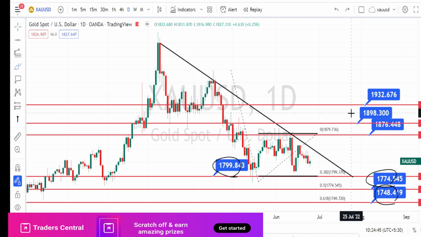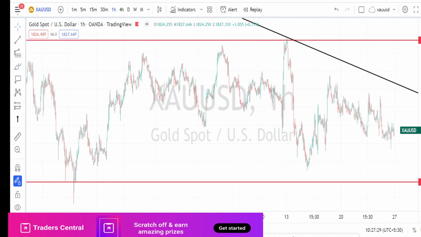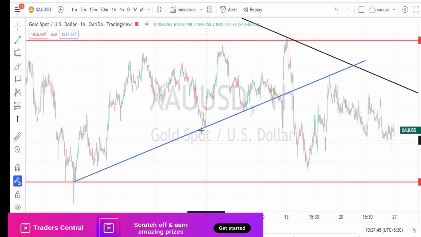Let us do the analysis in hourly time frame. I am in hourly time frame now. In hourly time frame, I am drawing a trend line or a support line. Previously we have noticed the price action to take support on this trend line, and also the trend line has acted as a resistance line in the past price action.